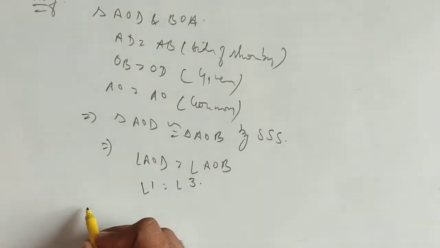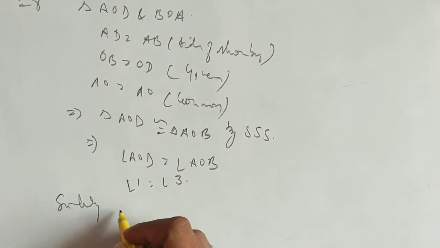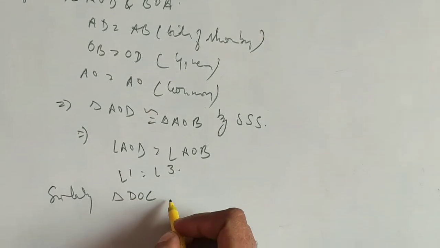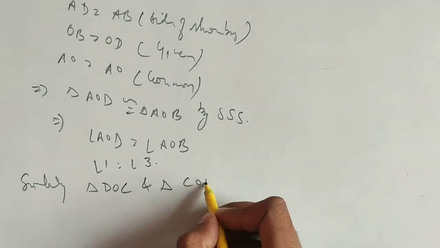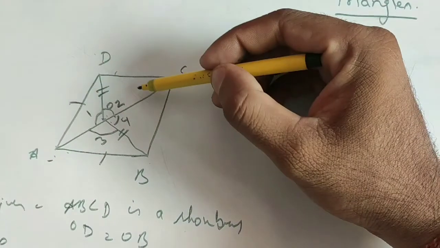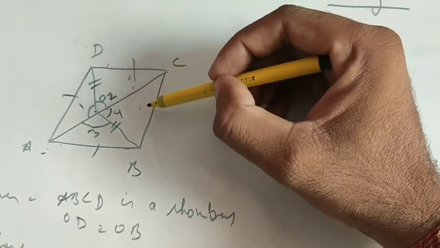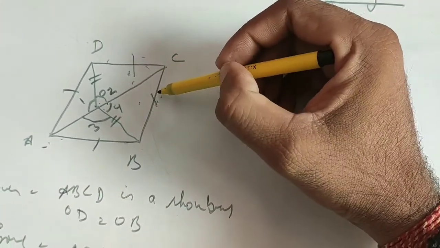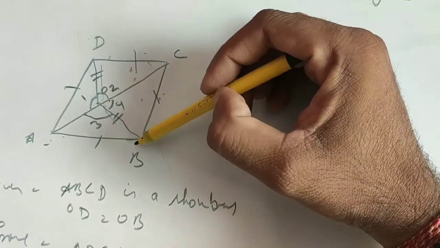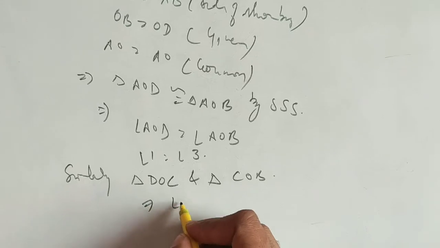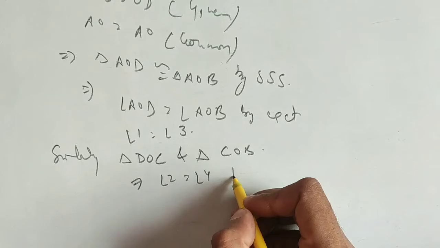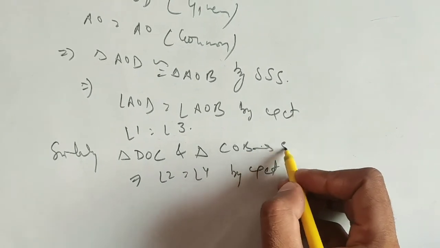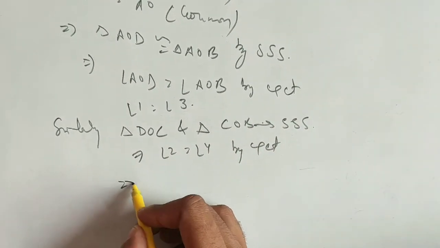Okay. Similarly, we can prove it for triangle DOC and triangle COB. We can prove these two triangles as congruent, because DC will be equal to this side, since the sides of a rhombus are equal. These two lengths are given as equal, and OC will be common, so angle 2 will be equal to angle 4 by CPCT. These two will again be congruent by SSS.